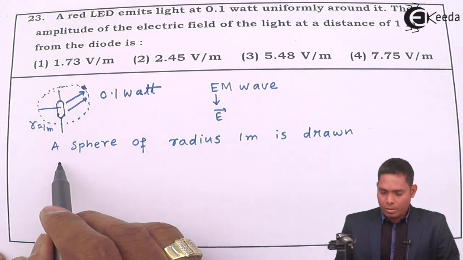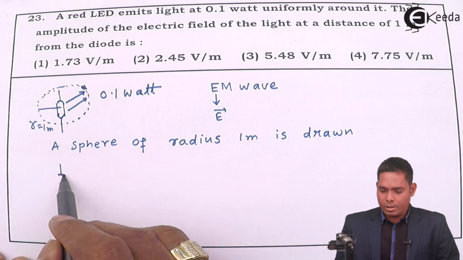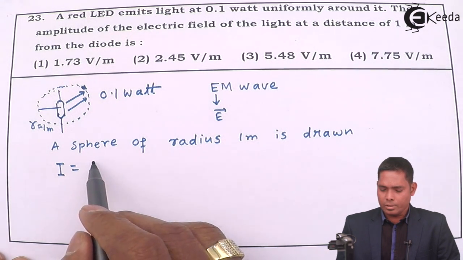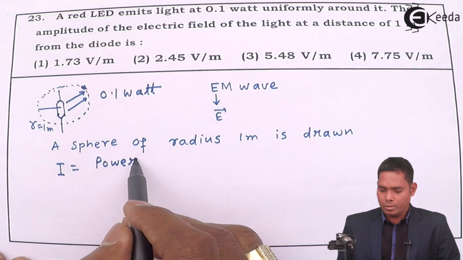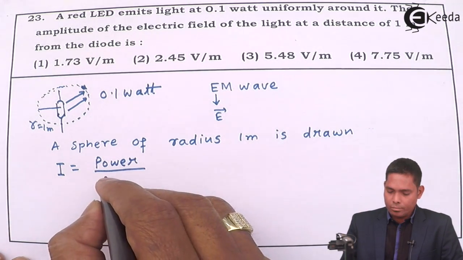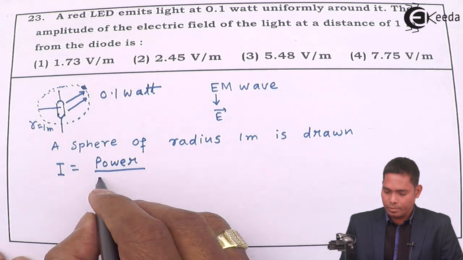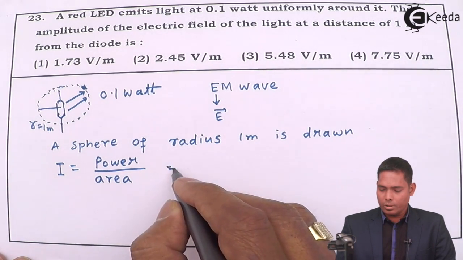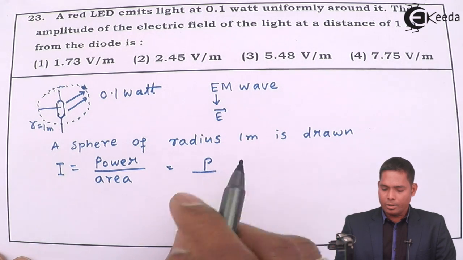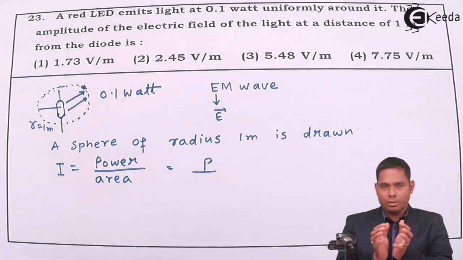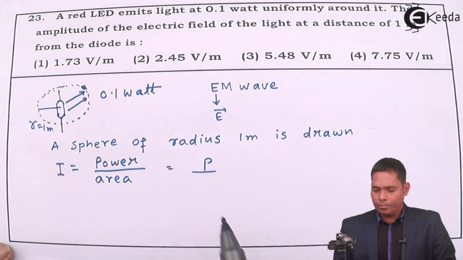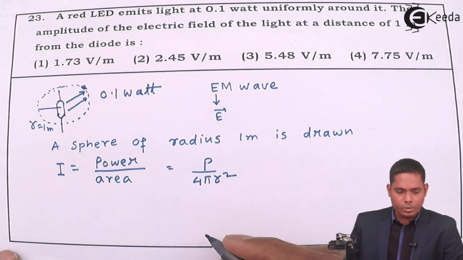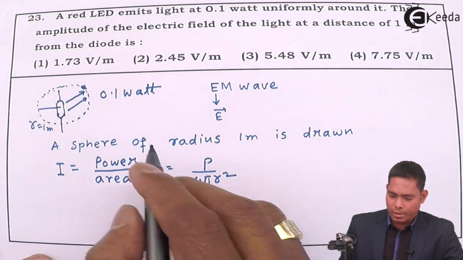Now, the intensity is given by the energy flowing out per second per unit area. That is, intensity is the power divided by the area in meter square. So this power is emitted from which area? That spherical surface, the sphere I have drawn. The sphere has surface area 4 pi r square. This is the surface area of the sphere.